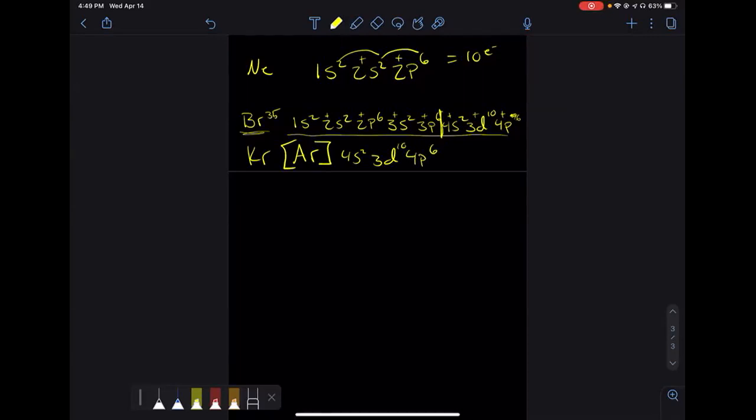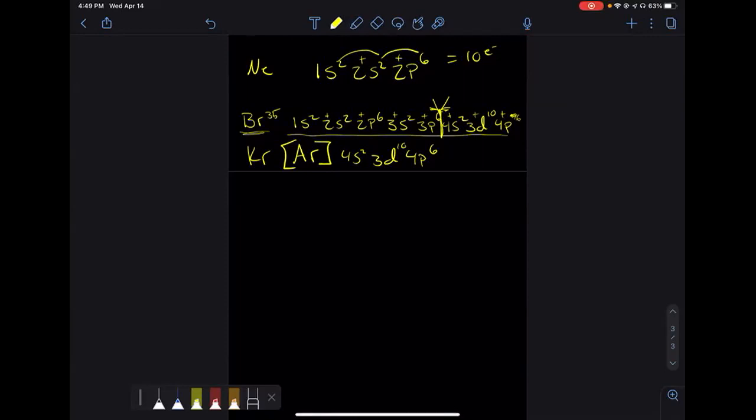Now, if we add these up, this is up until this point right here. We're going to have 2, 4, 10, 12, 18. So argon has 18, so we're going to stop here. And so we're just going to write argon in brackets, showing that it's going to be the same up to argon, and then write what comes right after argon.